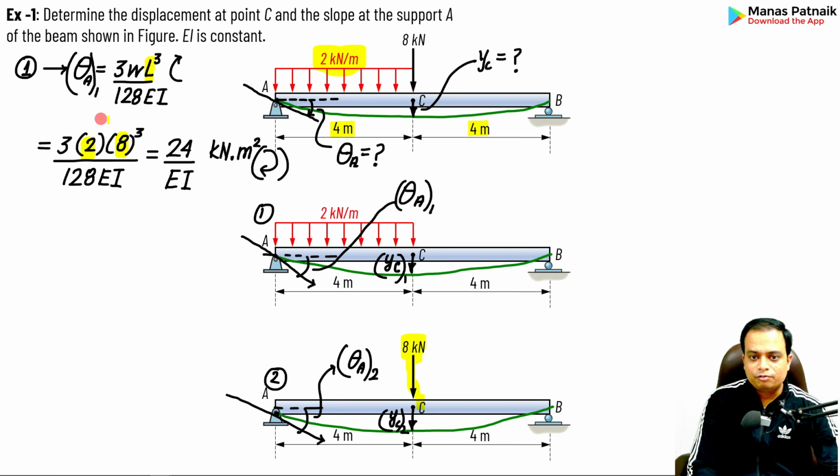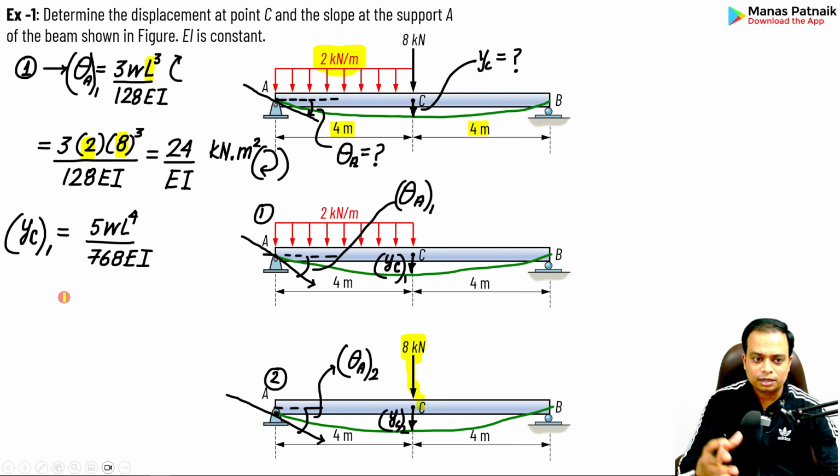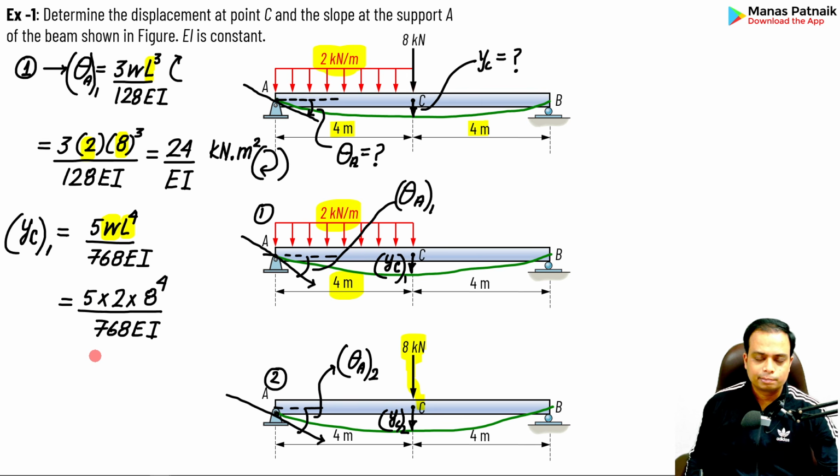We have also seen the formula for displacement for this very case, case number 1. Let me write it down. It was 5WL raised to 4 over 768 EI. Now you need to plug in the value of W as this and L as 4 and just try doing it. This is what you get. Easy. Now you need to solve this. You're going to get a simplified version. This is that simplified version.